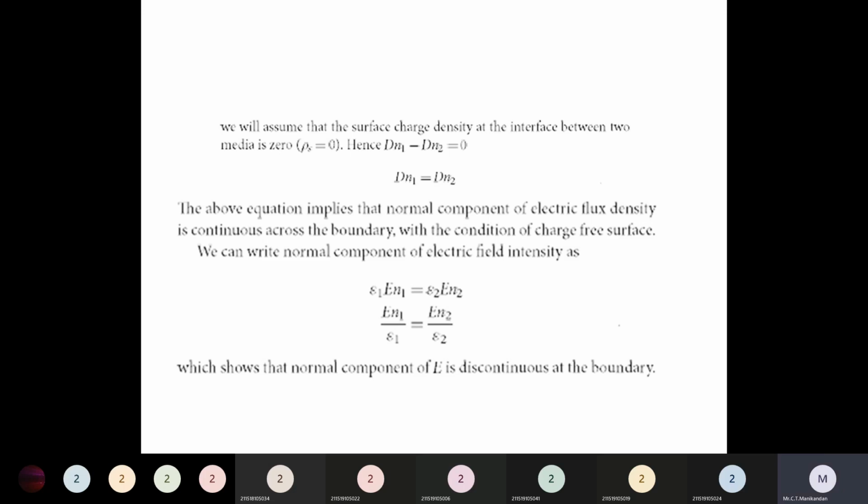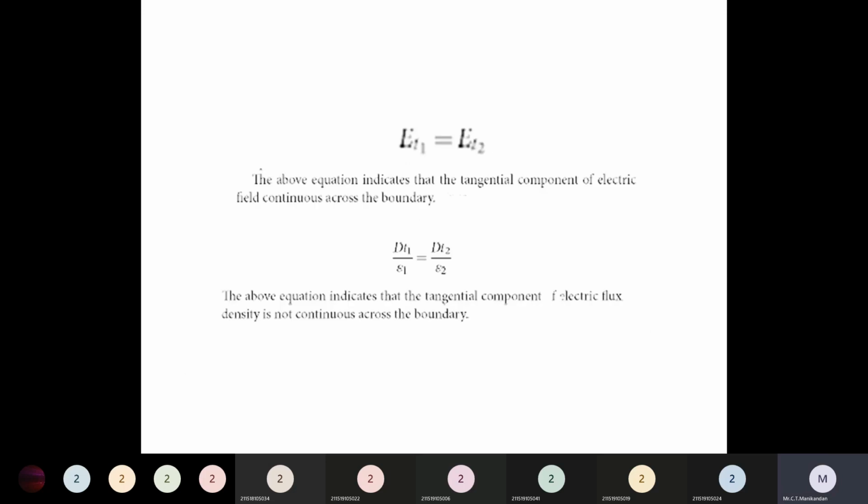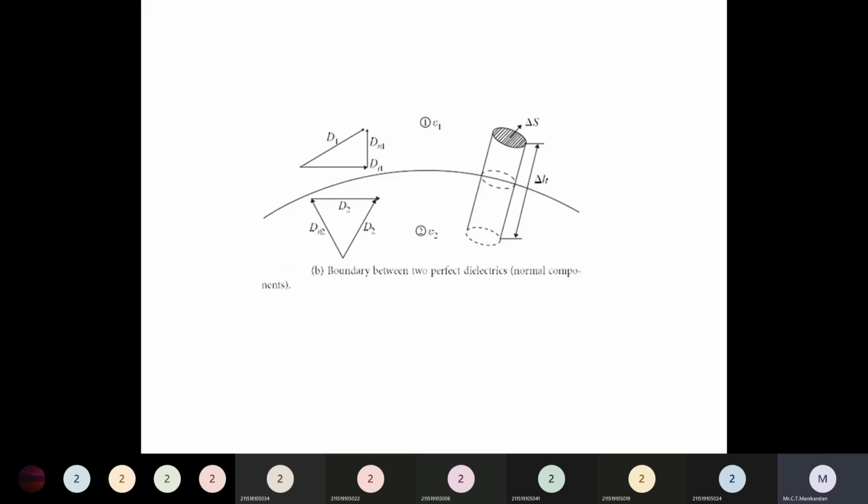Okay, now similarly we go for the normal components. For the normal components, the flux density will be continuous and the field intensity will be discontinuous. So what we have to remember is, when you place one dielectric over another dielectric, the tangential component of electric field is continuous, whereas the normal component of flux density is continuous. For that, they assumed this diagram here.